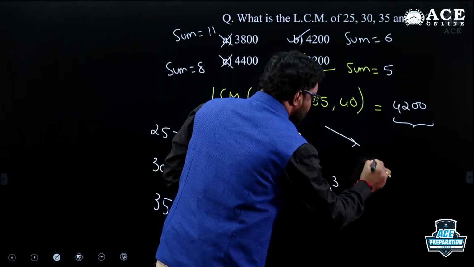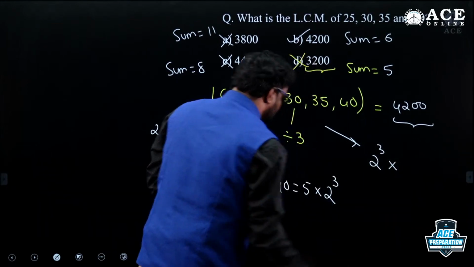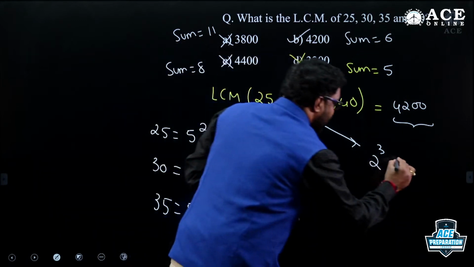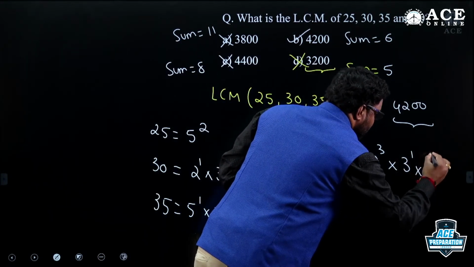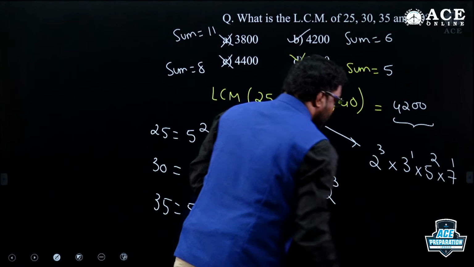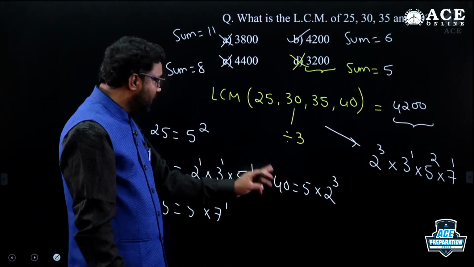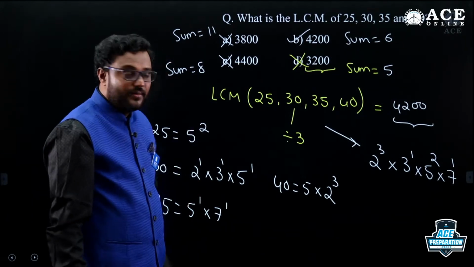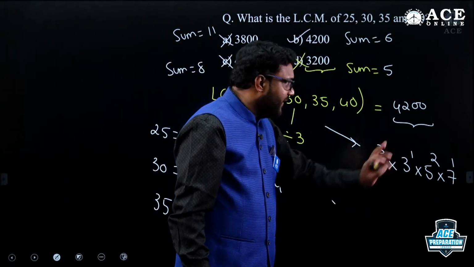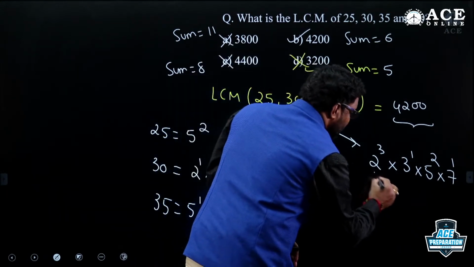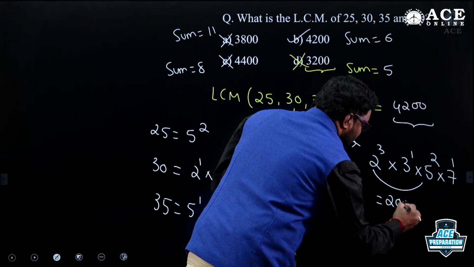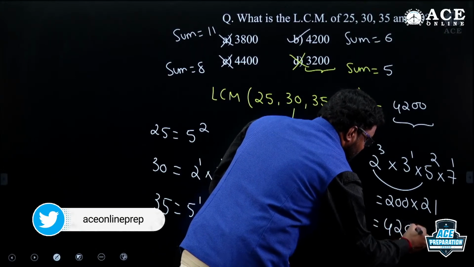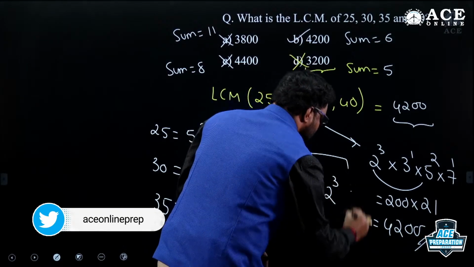The highest power of 2 available here is 2 cube. For 3, the highest power is 1, for 5 the highest power is 2, and for 7 the highest power is 1. So 2, 3, 5, 7 are involved. Now 8 into 25 is 200. 3 into 7 is 21, 2 into 21 is 42, and this is 4,200.